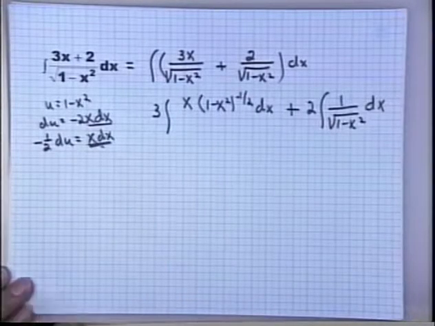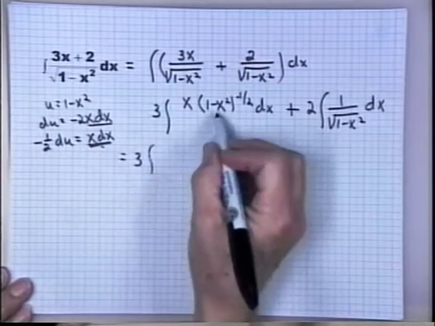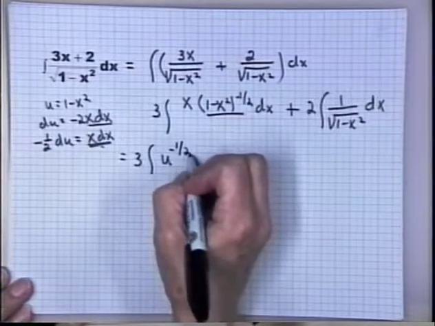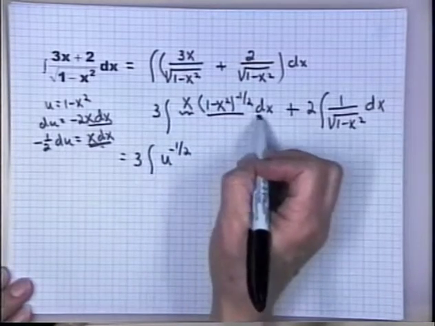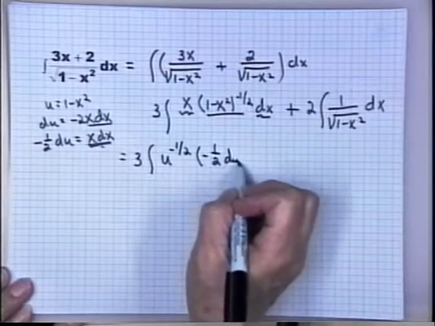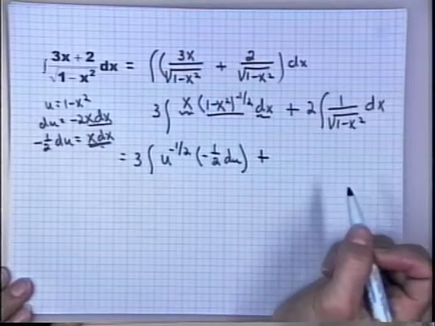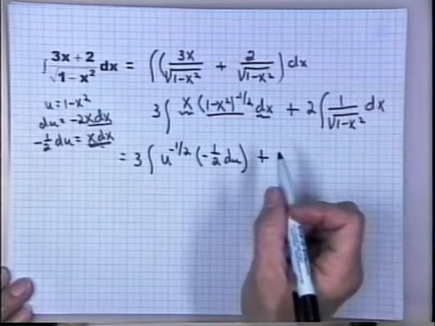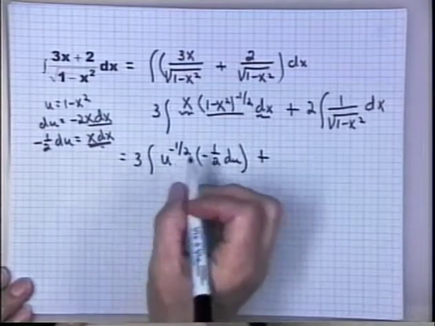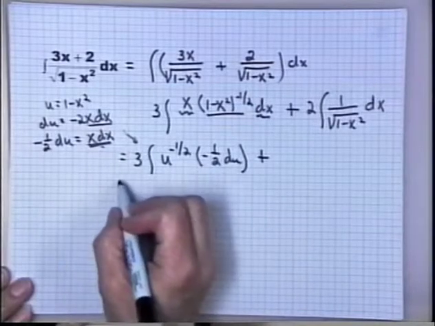Okay, well let's see what we can do on this one. This one I'm going to pull the 3 down. This is going to be u to the negative 1/2. The x times the dx is negative 1/2 du. Now, at this point, I'm going to leave this part over here. We're going to come back and pick it up in a second, but so you don't get confused with all the substitutions, we're going to finish this part right here.